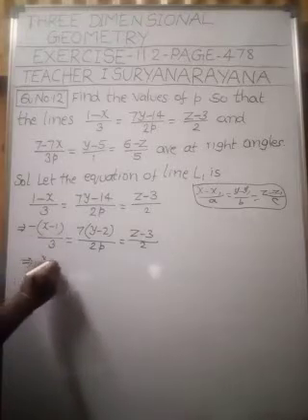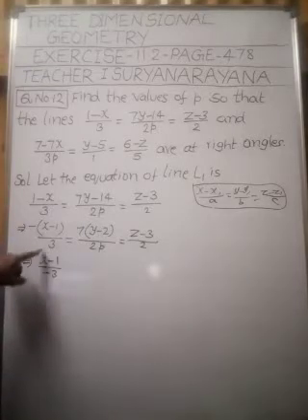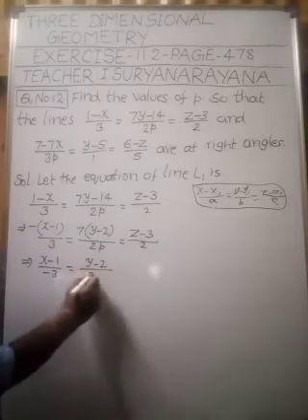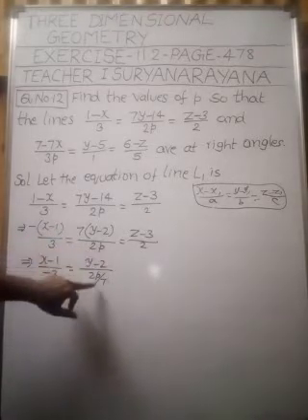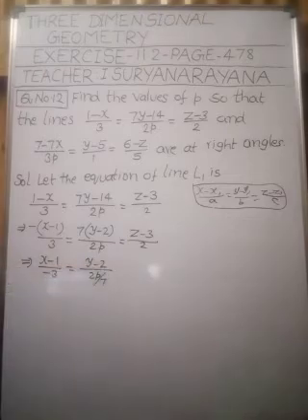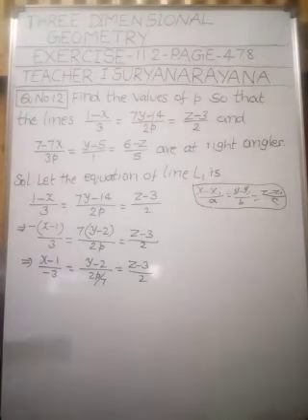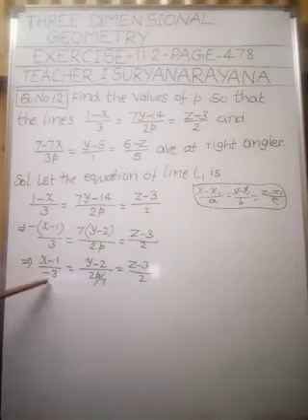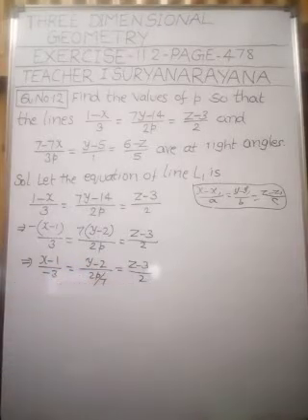So (x minus 1) by minus 3, we are bringing this minus sign to the denominator. Understood this part, my children? Is equal to (y minus 2) by 2p by 7. We are bringing this number to the denominator, then it becomes 2p by 7. Understood this second part, my children? Right. That is equal to (z minus 3) by 2. Now, if you observe, this equation is in the standard form of the Cartesian equation of a line: (x minus x1) by a is equal to (y minus y1) by b is equal to (z minus z1) by c. Okay, my children.